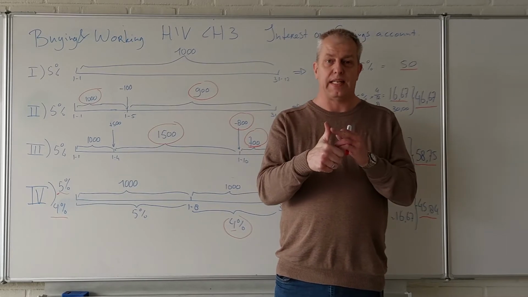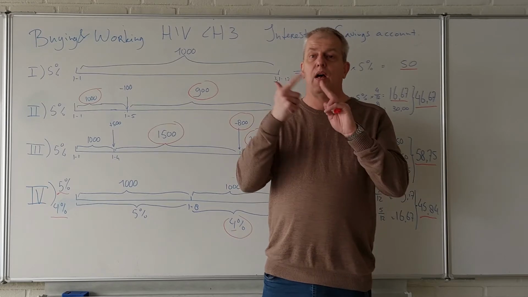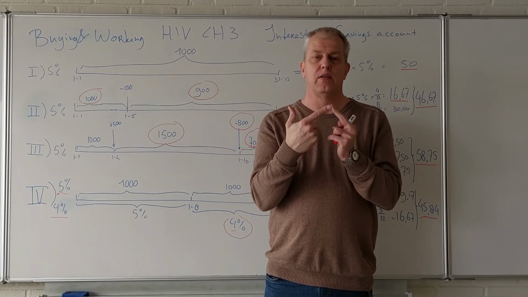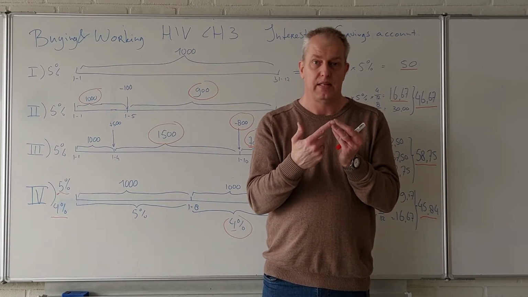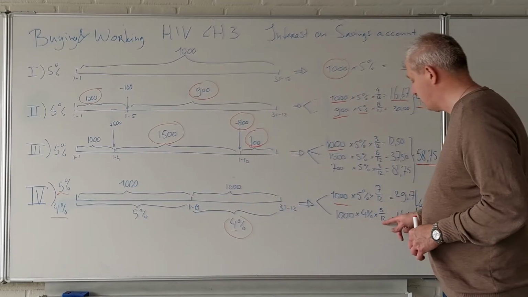So, if you want to calculate the interest on your savings account, you have to know a few things. You have to know what is in the account, because the bank gives you interest on the money that is in your account. How long has it been there? So the bank gives you interest on the money in your account for the period that it's been there. And if the interest rate changes, you have to recalculate as well.